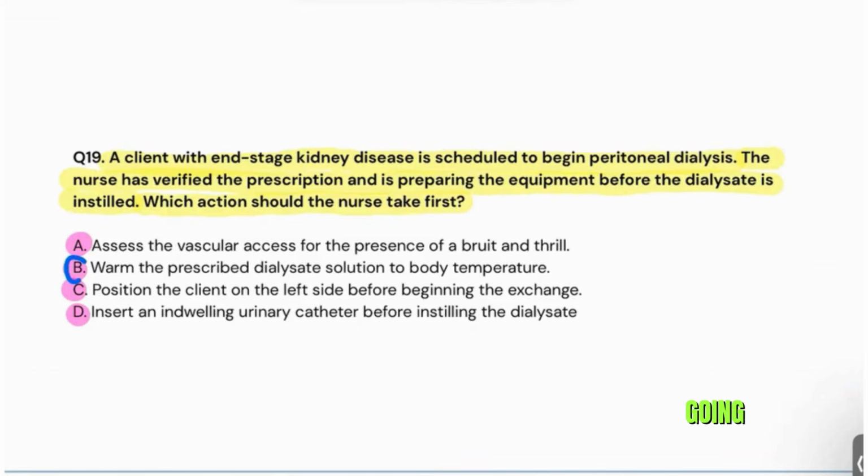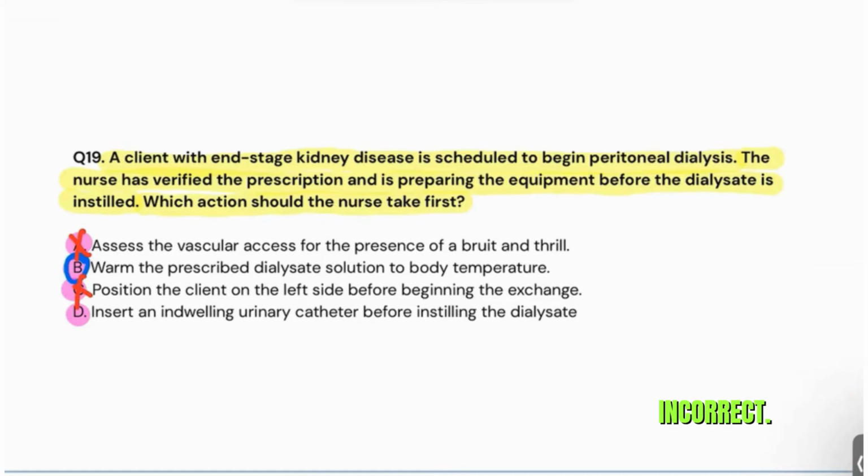The best answer is going to be letter B. Peritoneal dialysate should be warm to promote comfort and peritoneal blood flow. Letter A is not the correct answer because bruit and thrill apply to hemodialysis vascular access.